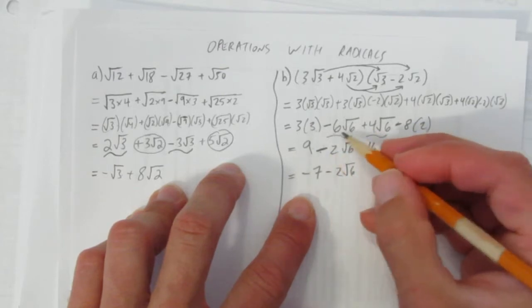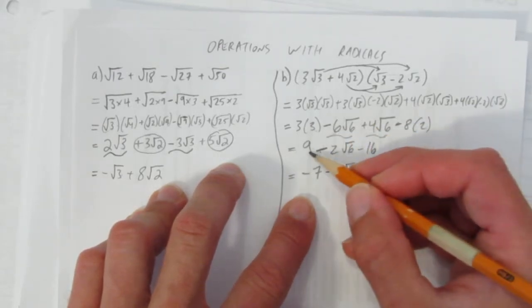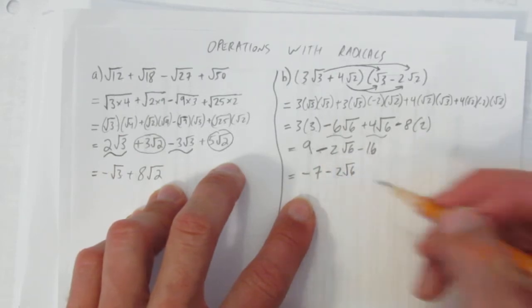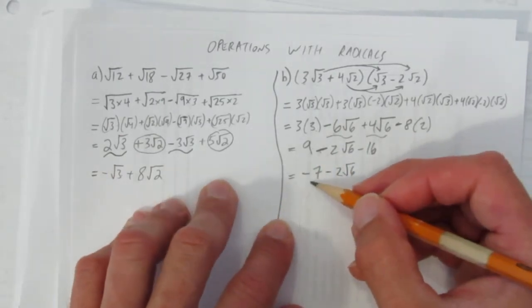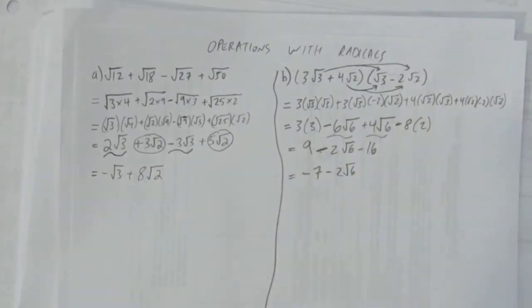So I added, let me just check again. I added these like roots, yeah, negative 2 root 6, and then 9 take away 16 is negative 7. So my final answer is negative 7 minus 2 root 6. And that's operations with radicals.